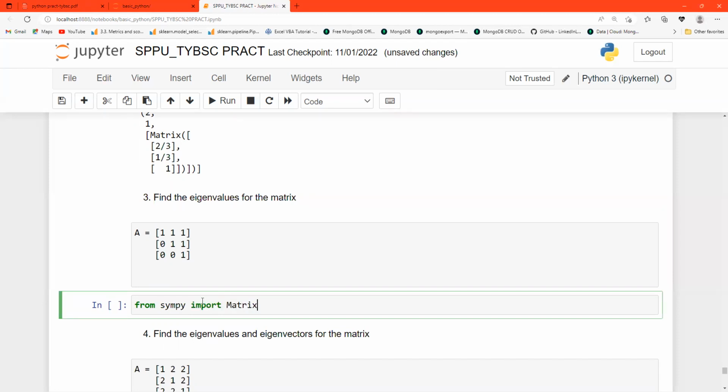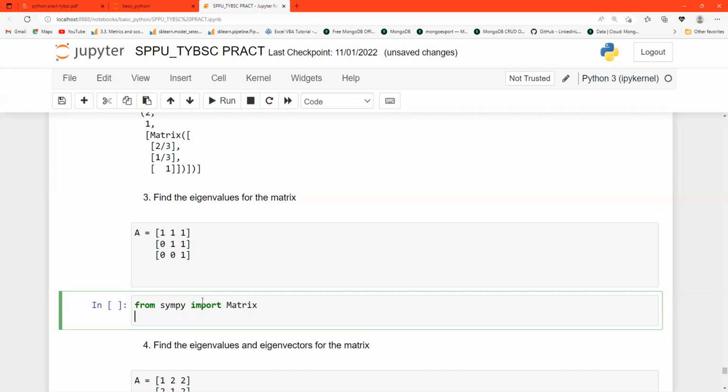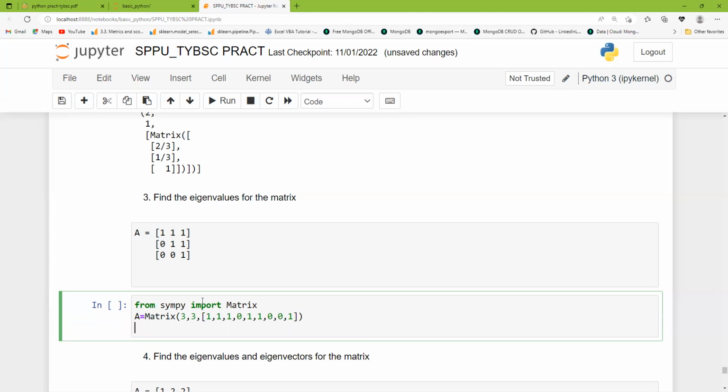Now you are familiar with all these methods, how to construct a matrix, how to import, and so on. There are so many methods we have already learned. So A is equal to Matrix, and in this you have to construct a 3 by 3 matrix and give the elements: 1, 1 and 1, then 0, 1 and 1, then 0, 0 and 1. So this is your matrix A, guys.